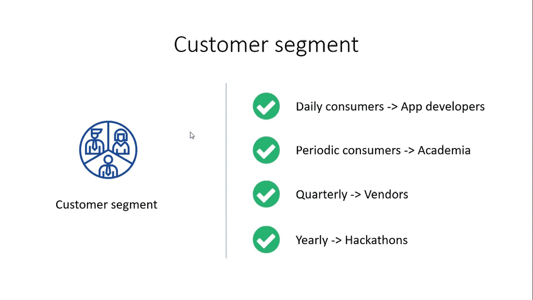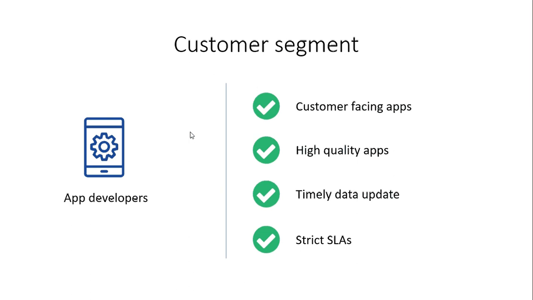Last but not the least, your hackathon community, where they use the data once every year. Let's delve into how you can target some of these customer segments and then probably do some innovation in each of them. Let's look at app developers. As I mentioned earlier, the app developers produce a lot of customer-facing apps, and these are of high quality in nature, and they also use a lot of open data under the hood.